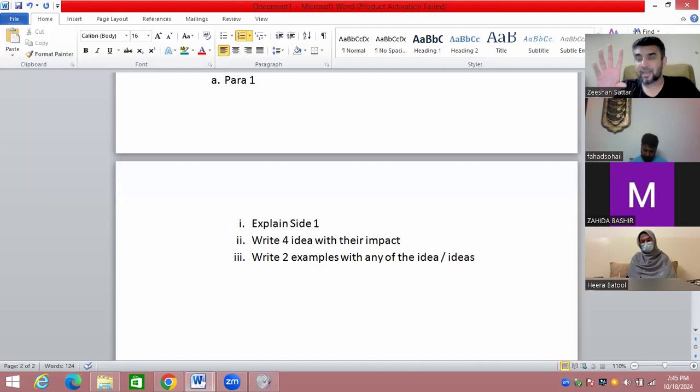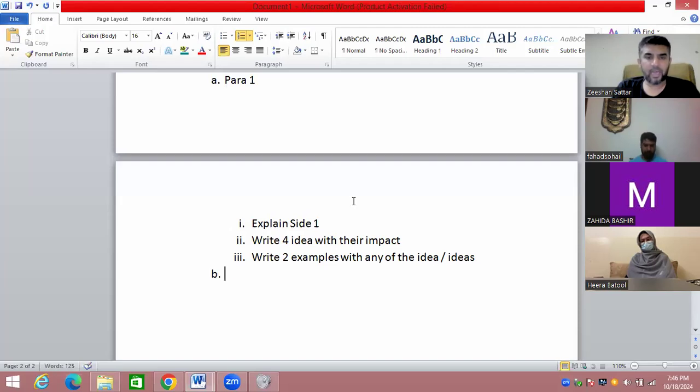Out of 4 ideas, it is good to have examples for 2 out of these 4. Give examples with any two of these four. Idea and impact plus example, idea and impact plus example, idea and impact, idea and impact. So write impacts with all four, but examples with any two. Write 2 examples with any of the ideas.